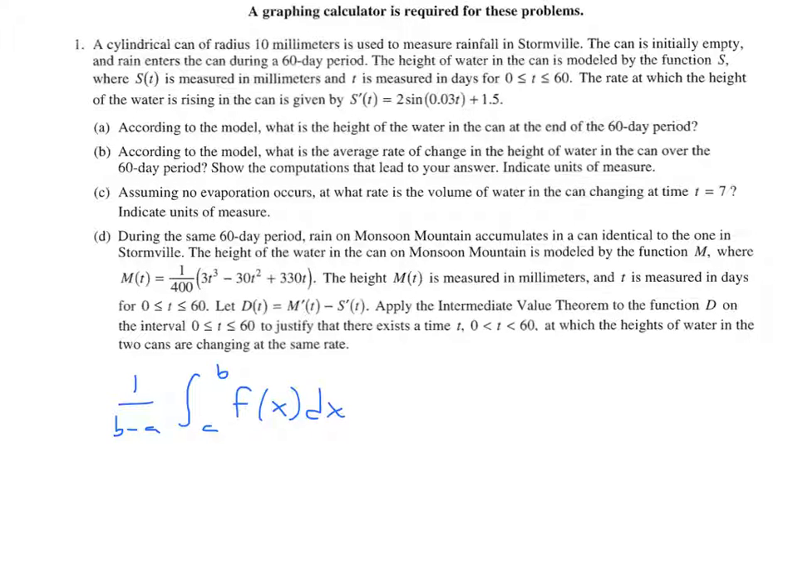In the next one, assuming no evaporation occurs, what is the rate at which the volume in the can is changing at time t equals 7? Well, on that one, remember the volume of a cylinder is pi r squared h. In this case, the volume function that we're working with, R is fixed at 10 millimeters and H is S. So that's going to be pi times 10 squared times S, or 100 pi times S.